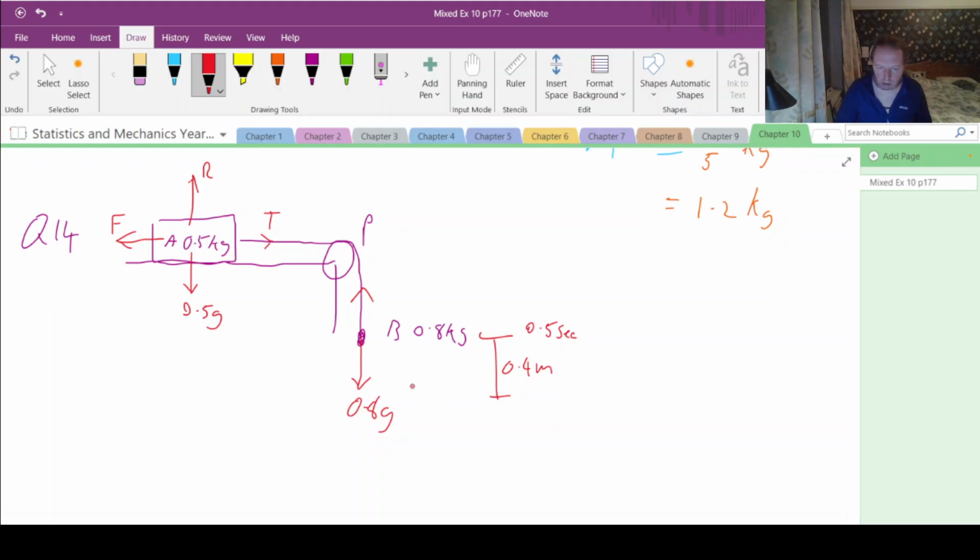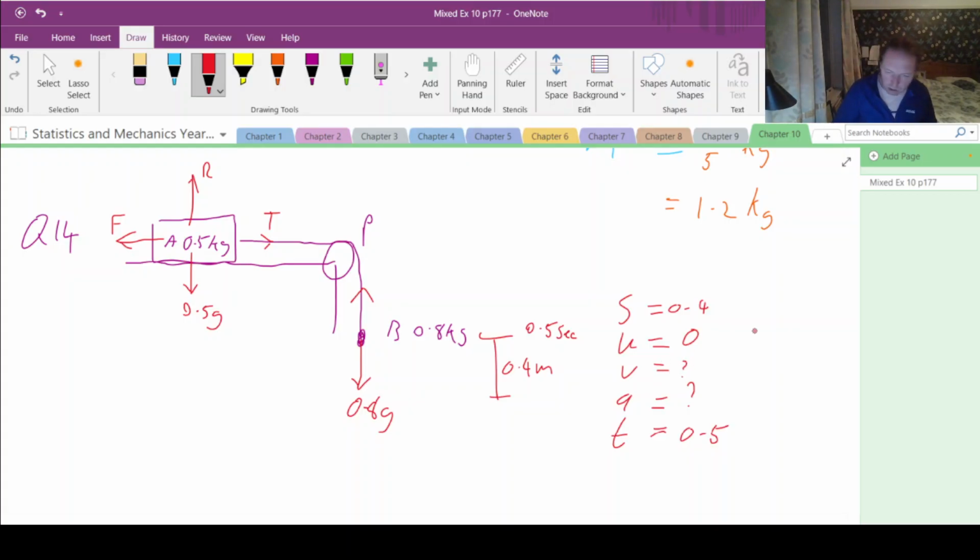What do we know? As this comes down, acceleration makes me want to think of Suvat. So let's have a look at what Suvat can tell me. The distance is 0.4, that's good. The initial speed was 0. The final speed I don't know. The acceleration I don't know, but the time I do know. I've got enough information for Suvat. They wanted the acceleration, so I want something that does not involve V.